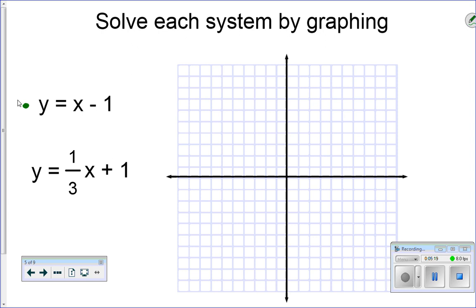I'm going to do the first one in green. So, if you want to, go ahead and graph the first one if you remember how to do it. So, y equals x minus 1. It's going to look like this. You can make it a nice line. So, negative 1 and then up 1 over 1, up 1 over 1, up 1 over 1. So, that's what the first one looks like. And I wish I could draw a straight line, but that's okay.